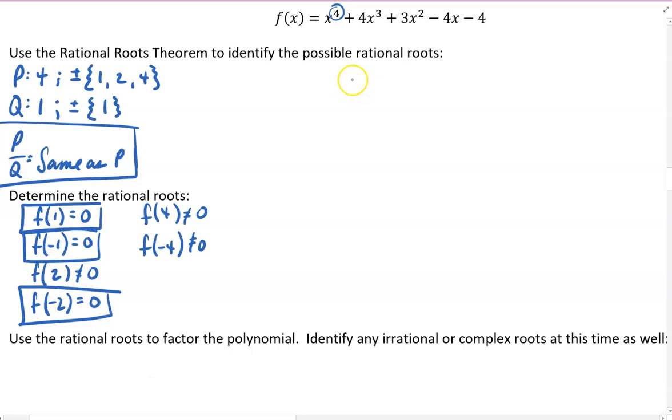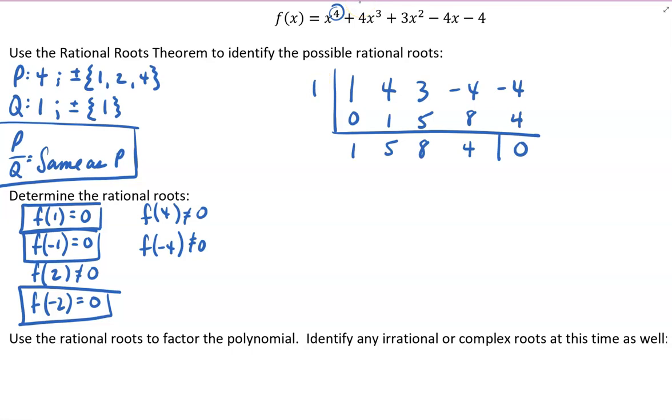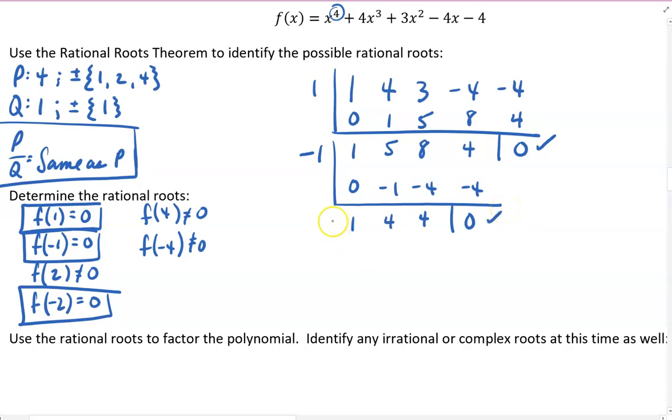With synthetic division, we can start with 1, 4, 3, negative 4, and negative 4, and we're going to test all 3 of these known roots. So after our first root of positive 1, we ended up with a remainder of 0, which is a good sign. So we'll now reduce again using our second root that we found. And that looks good. We again have another remainder of 0.